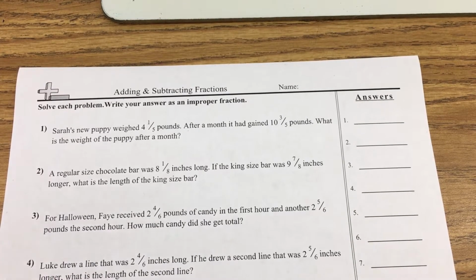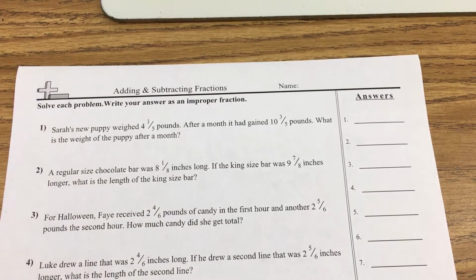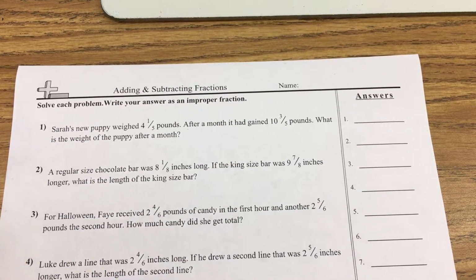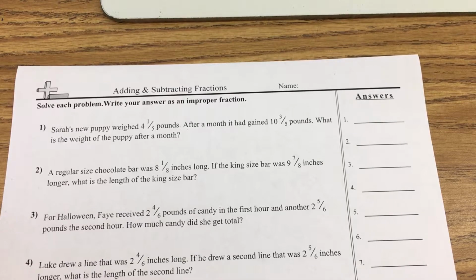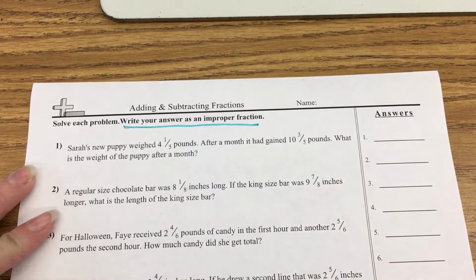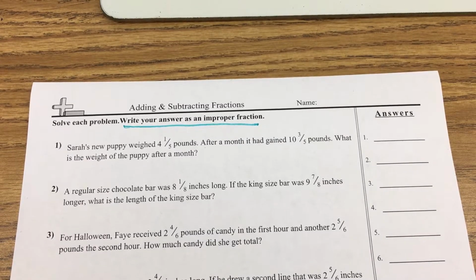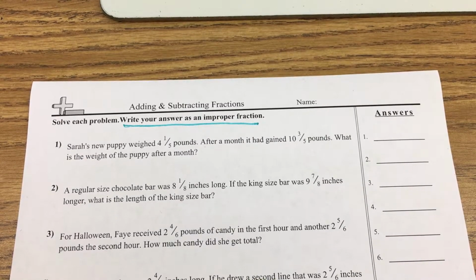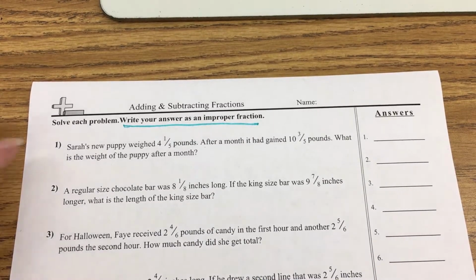Alright, tonight's homework is some adding and subtracting fractions in word problems. So we're going to talk about how to determine if we are adding or subtracting. And then we want to make sure we answer as an improper fraction. So changing those mixed numbers into improper fractions. So we'll do a little bit of everything that we're working on in this unit.